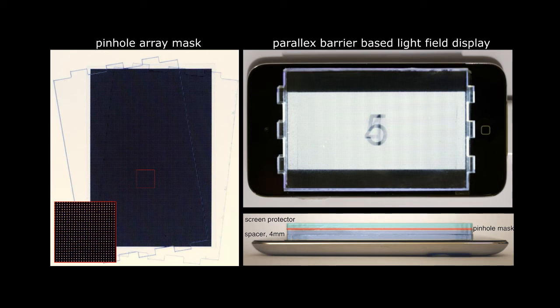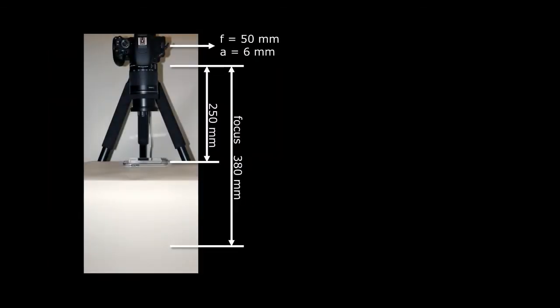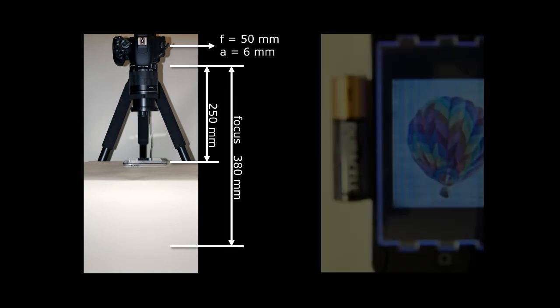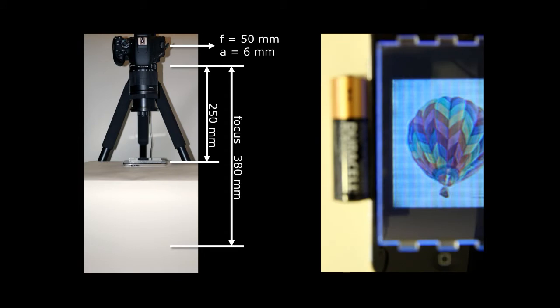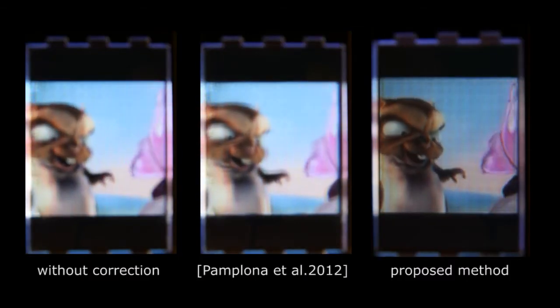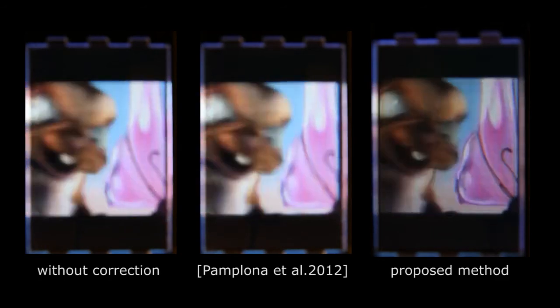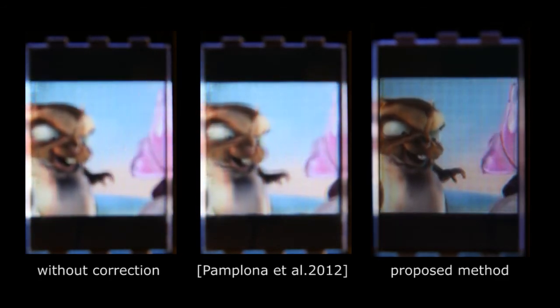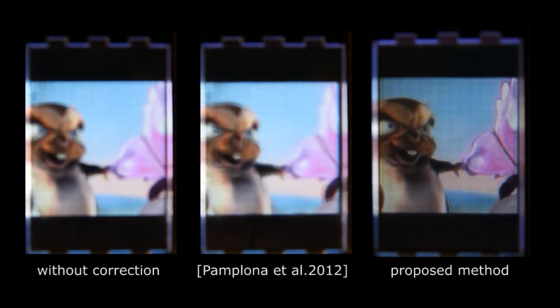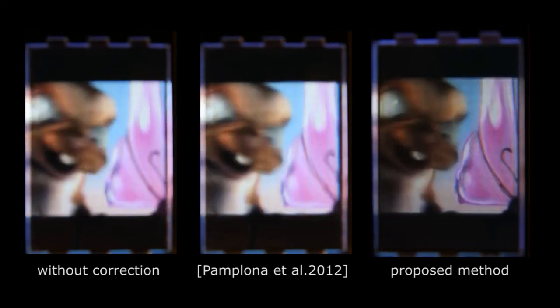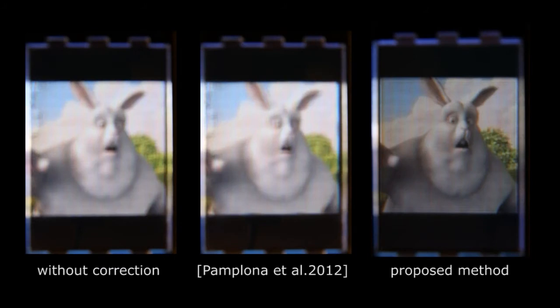For the prototype and experiment, we build a light field display using a parallax barrier on an iPod Touch. The camera generates a -6 diopter hyperopic eye with a 6 mm diameter pupil. On the right is a blurred scene with a corrected image. Here we show the comparison using a short animation. Notice how sharp the face of the bunny and the background tree are.